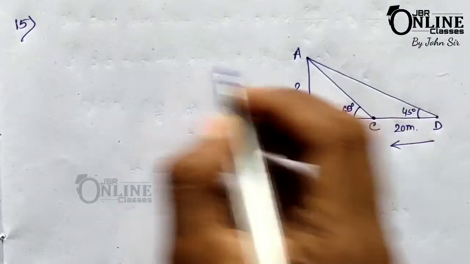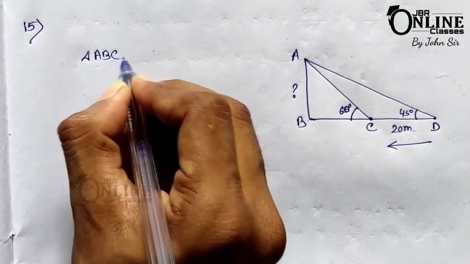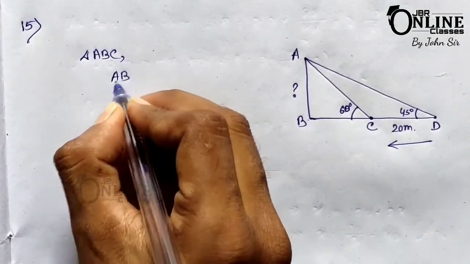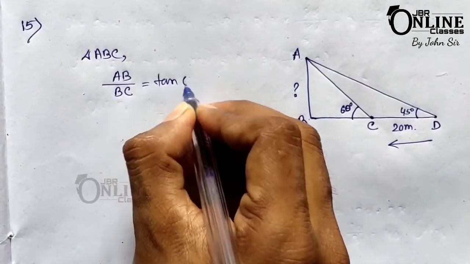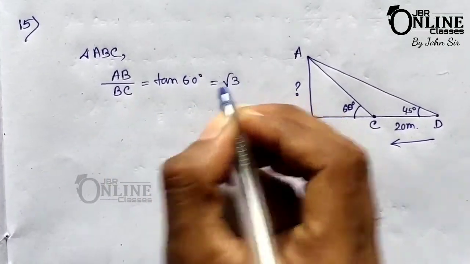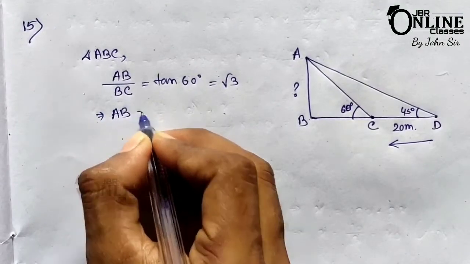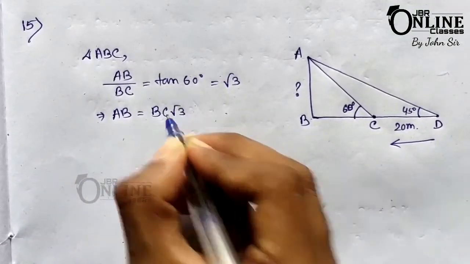So here from triangle ABC, AB, the perpendicular, by BC, the base, equals tan 60, and the value of tan 60 equals root 3. So we can write that AB equals BC root 3.